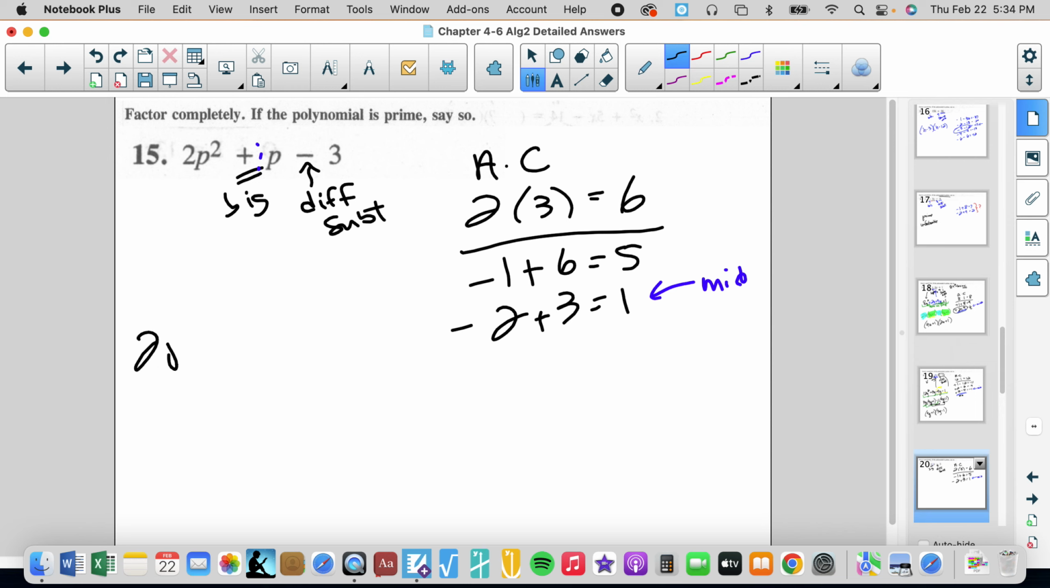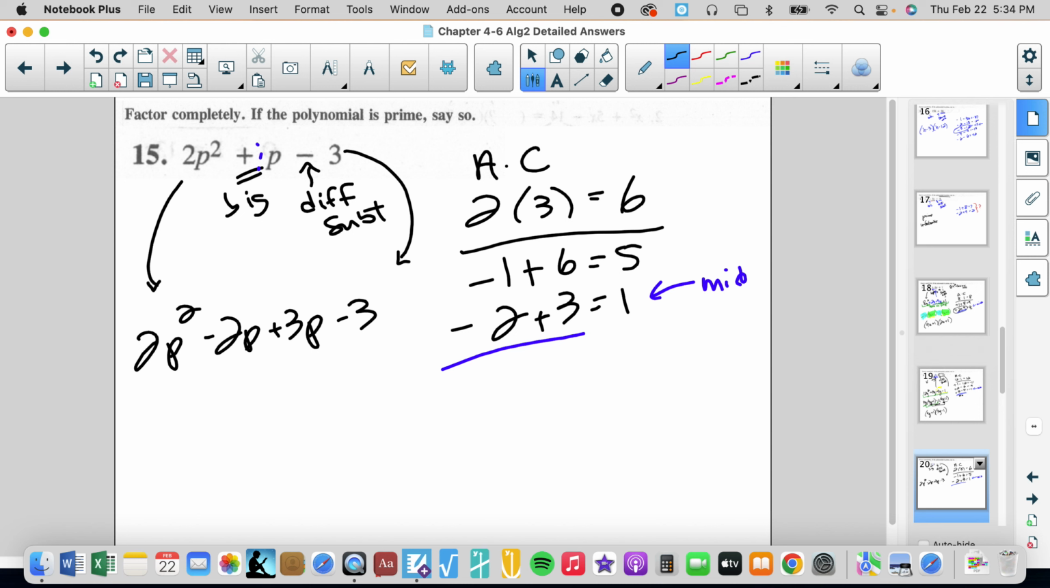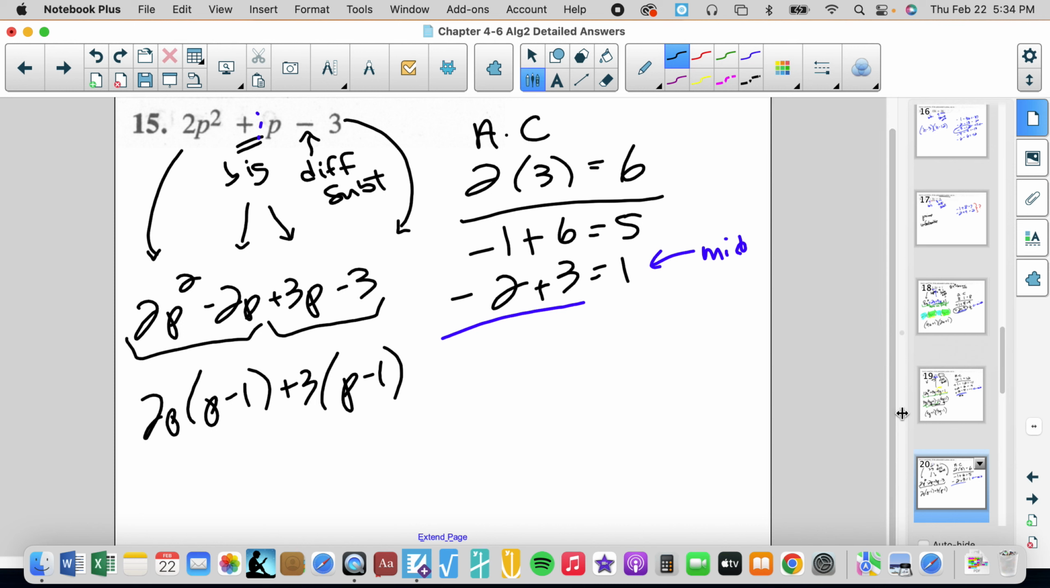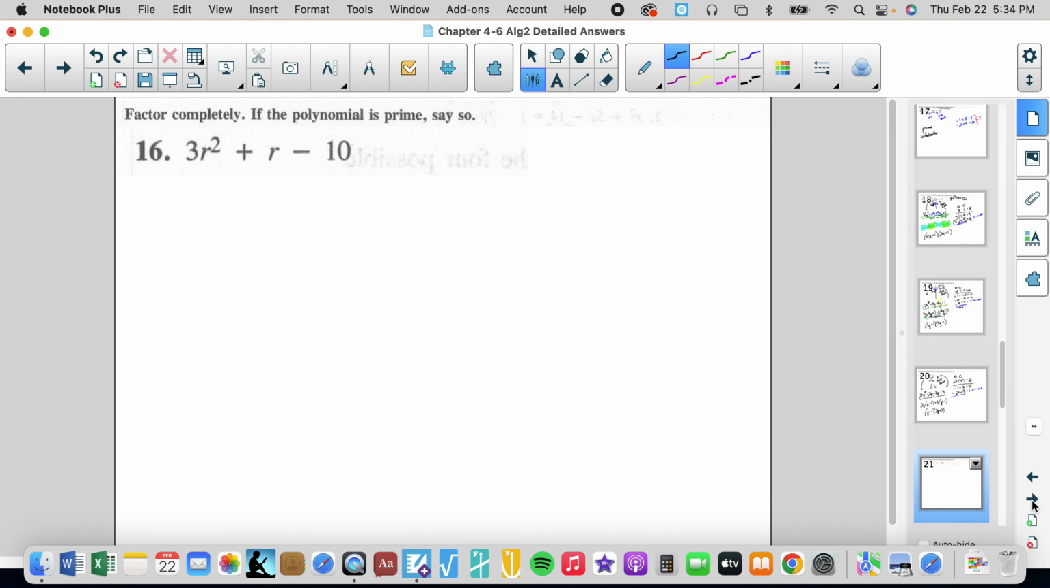So we bring down the 2p squared. These are going to be my new two middles, minus 2p plus 3p, and then we bring down the negative 3. We're going to factor by grouping. We can factor out a 2p. That gives us p minus 1. We're going to factor out a 3. That leaves me with p minus 1. So p minus 1, 2p plus 3. Yep, that fast, that easy.